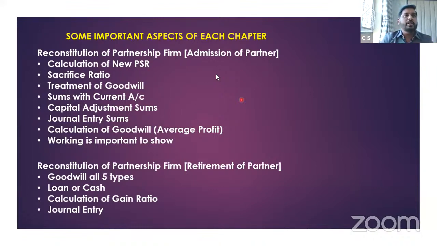For example, in renewal of the bill, you have 4 things happening: old bill cancel, new bill, interest, part payment. So I have 4 entries separately. Don't combine. That's my personal suggestion. But don't worry, if you combine it, still the marks would be given. But it is always better to go ahead with how the board gives the solution. Okay.